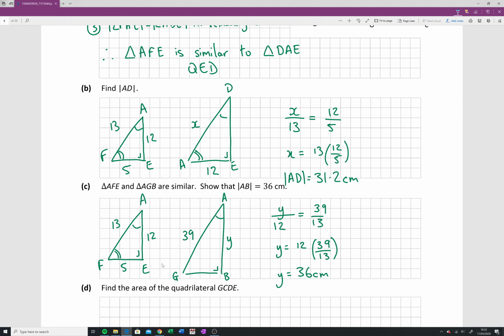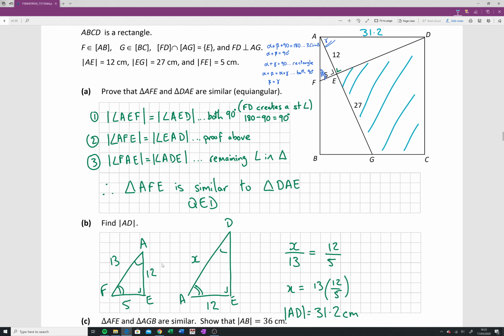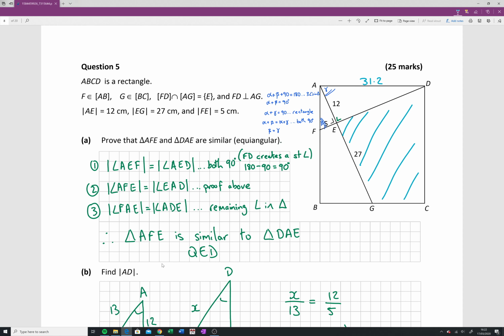We found out that Y, which was A to B, is 36. Okay, so that's the whole way along there, it is 36. Maybe I should write the 36 over there as well. Oh God, that's embarrassing. Let's just pretend I didn't do that. Okay. So that is what we're looking at there.